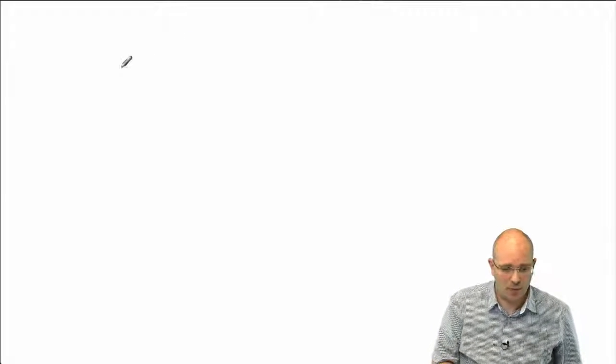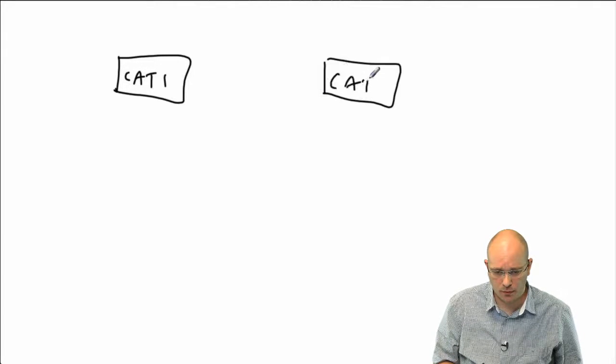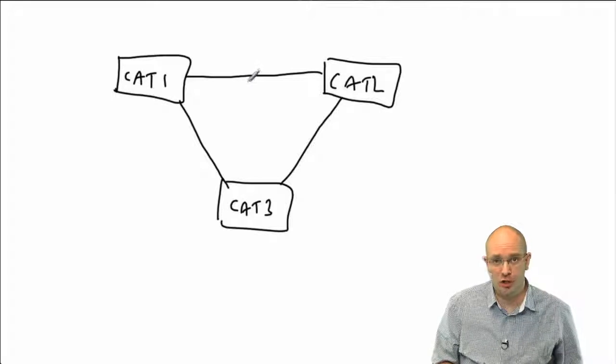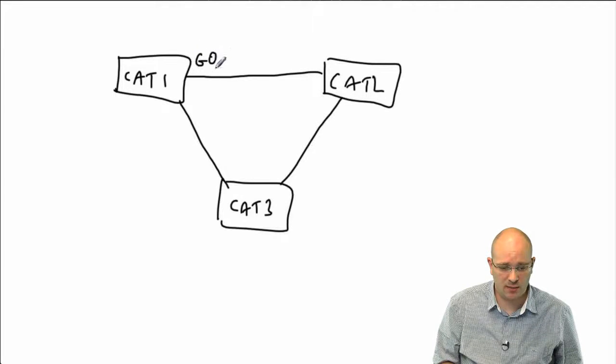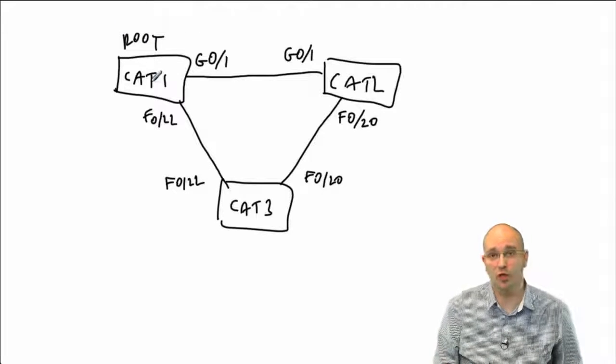To do that, I'm going to build a network that looks almost identical. I'm going to use Cat1, Cat2, and Cat3 configured in a triangle like this. The interconnection between Cat1 and Cat2 is using the gigabit 0/1 interface on both sides. The connection between Cat2 and Cat3 is using FastEthernet 0/20, and here I'm using FastEthernet 0/22. And my Cat1 will be configured to be the root.